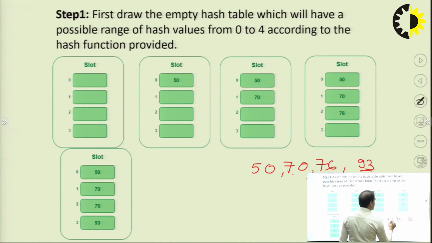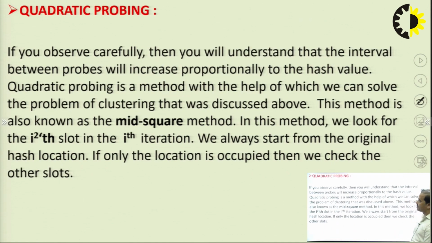According to the hash function, we have to insert elements in a sequential manner. In case of linear probing, if you observe carefully, you will understand that the interval between probes increases proportionally to the hash value. Quadratic probing is a method by which we can solve the problem of clustering that was discussed above.